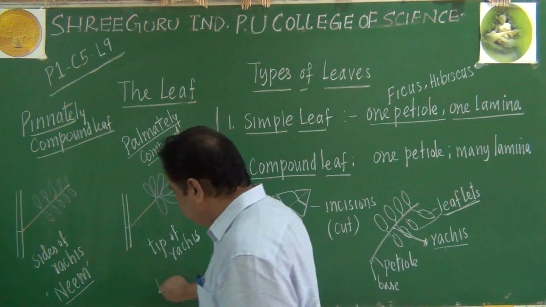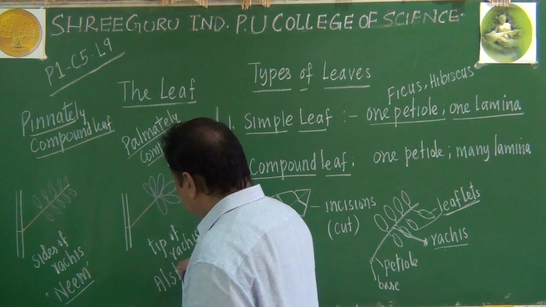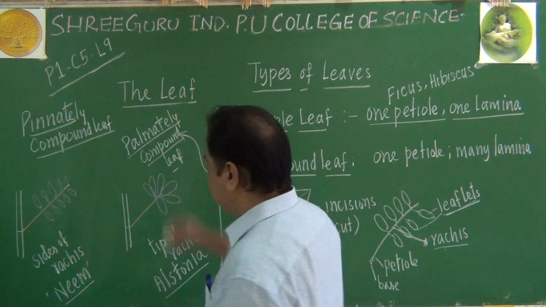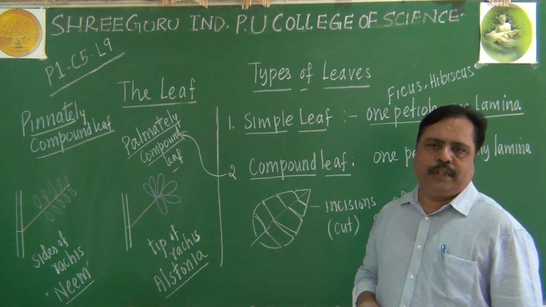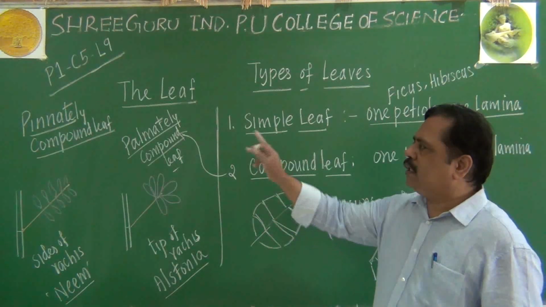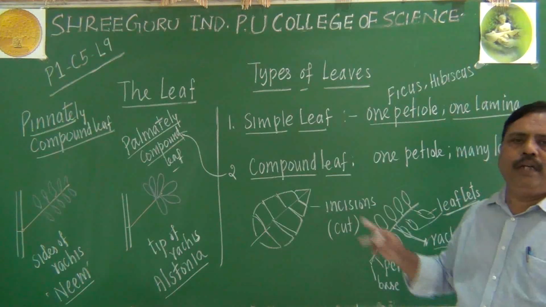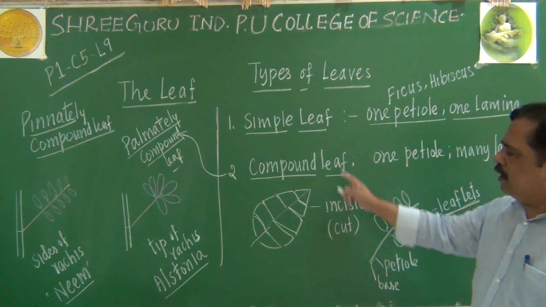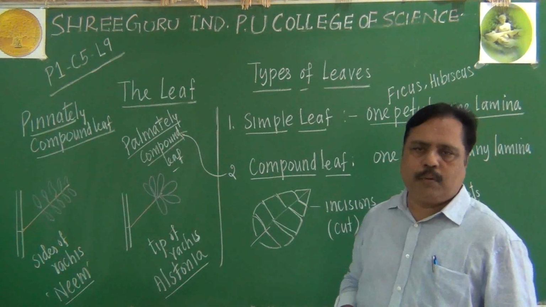Palmately compound leaf is found in plants like Alstonia. That is exhibiting palmately compound leaf actually. So, do you understand the difference between two types of leaves? Simple leaf, compound leaf. In compound leaf, there are two types, pinnately compound, palmately compound.